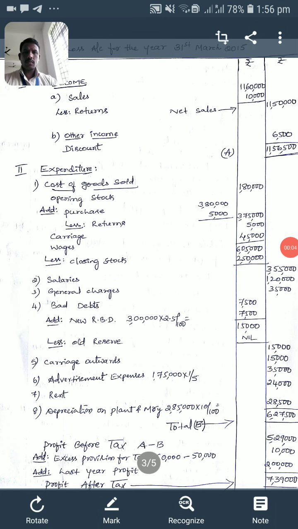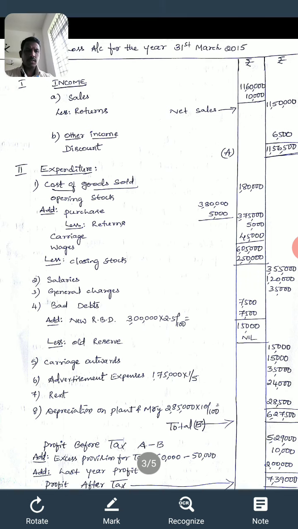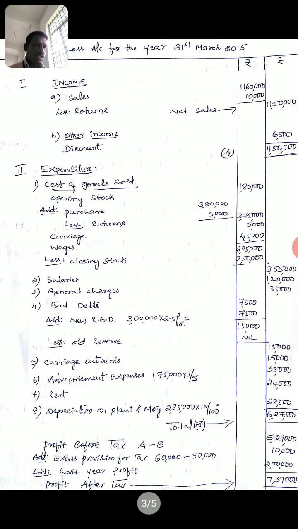Profit and loss account for the year 31st March 2015. From the examination point of view, we have divided the profit and loss account into two: one is income and number two is expenditure. As far as income is concerned, in the problem they have given sales of rupees 11,60,000. So that should be taken under the inner column of the profit and loss account.